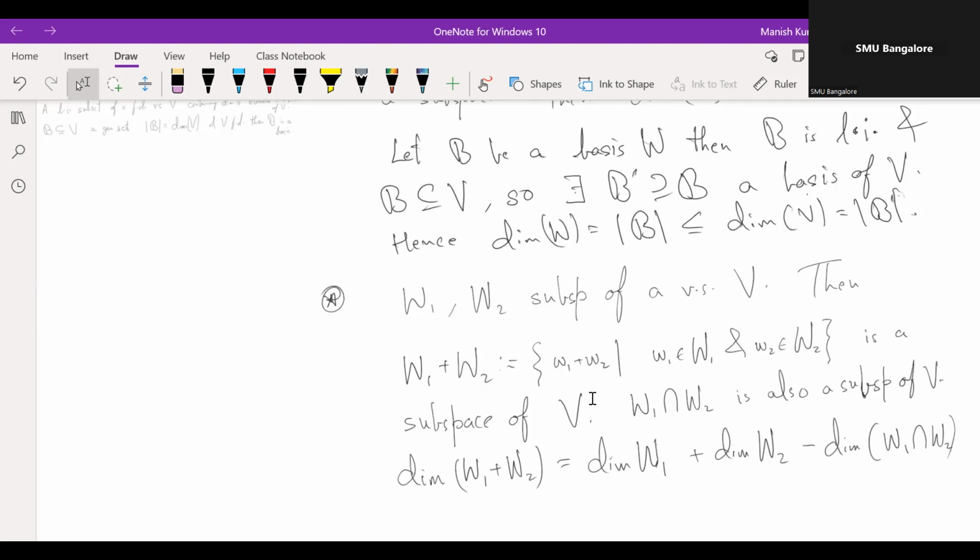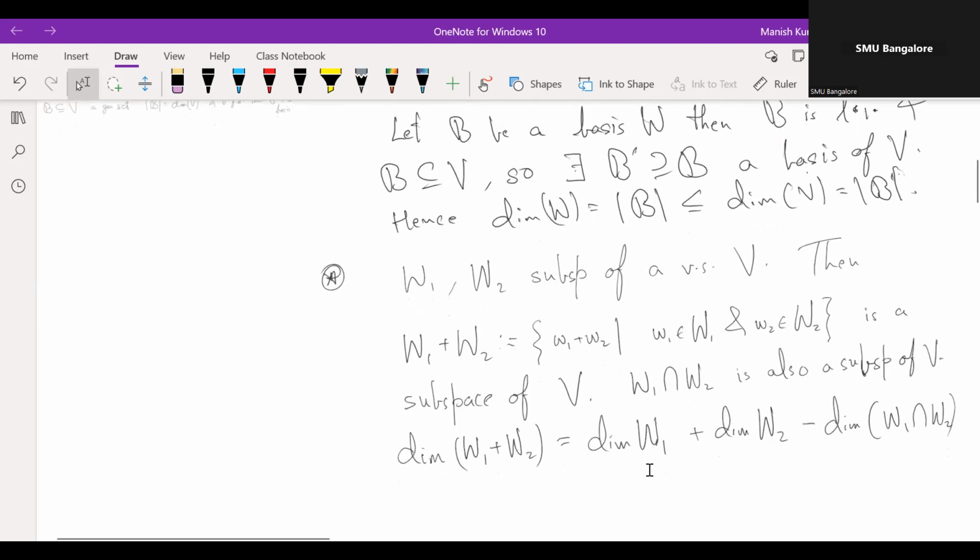So then this formula holds: the dimension of W1 plus W2 is the same as the dimension of W1 plus the dimension of W2 minus the dimension of W1 intersection W2. So how do you prove this?